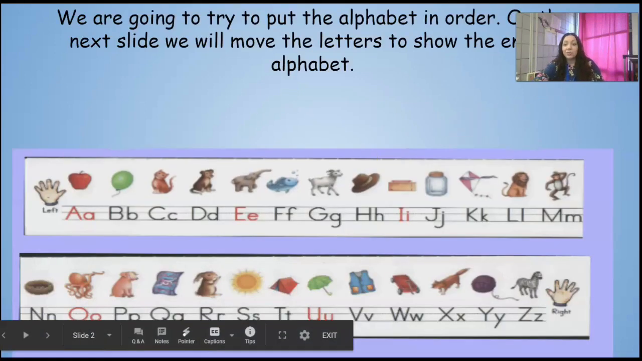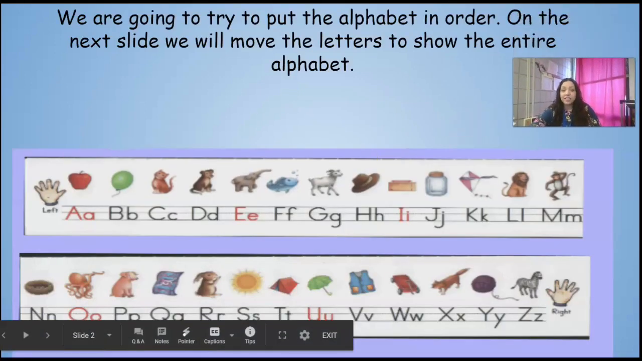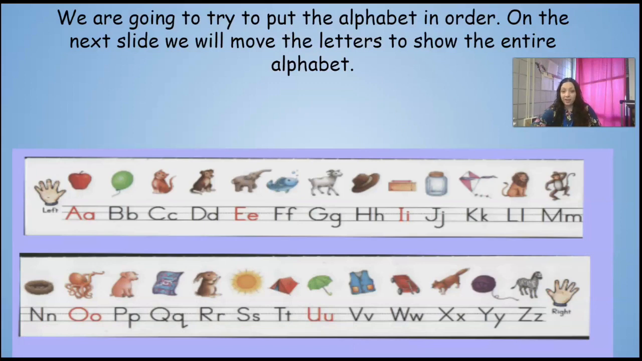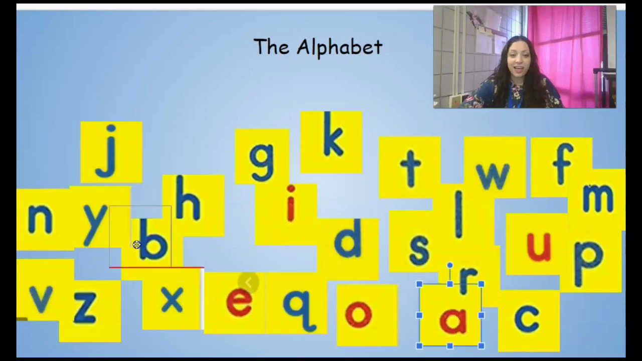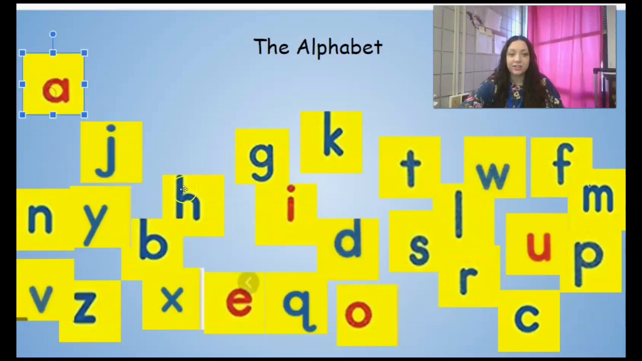All right, so what we're going to do to start and warm up today is try to put the alphabet in order. On the next slide, we're going to move all the letters to show the entire alphabet, okay? Because remember, we're trying to make sure that we know the order, even if it's out of order. We want to make sure we can put it back in order. All right, let's get ready to alphabetize our alphabet. So we know, what is our initial letter in the alphabet? Our initial or beginning letter is the letter A. That's right, we start with the vowel A, so we're going to move our A at first. What comes next?